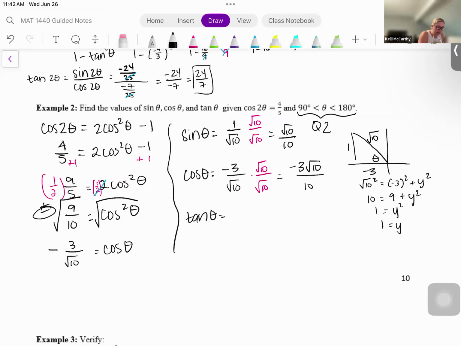And for tangent theta, we're not going to use the quotient identity sine over cosine because that involves radicals. We're going to use opposite over adjacent. So 1 over -3, or -1/3.